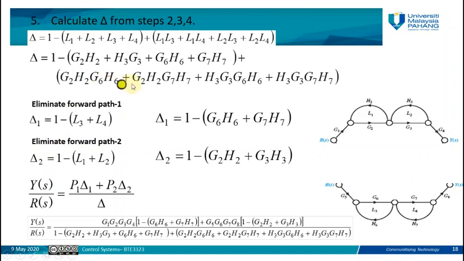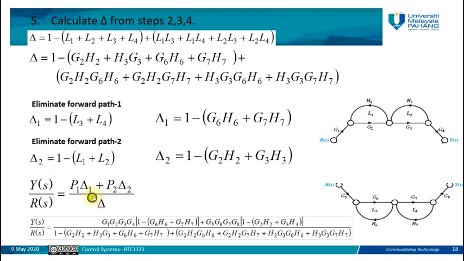Now we have found the value of delta. We have the value of B1, we have the value of B2, we have the value of delta. We need to find the value of delta 1 and delta 2 in this transfer function formula. B1 is already there, B2 is already there, delta is already there. We need to find delta 1 and delta 2. As we said previously, to find them we need to consider the loops which are non-touching with forward path number 1 and with forward path number 2, because we have two forward paths.